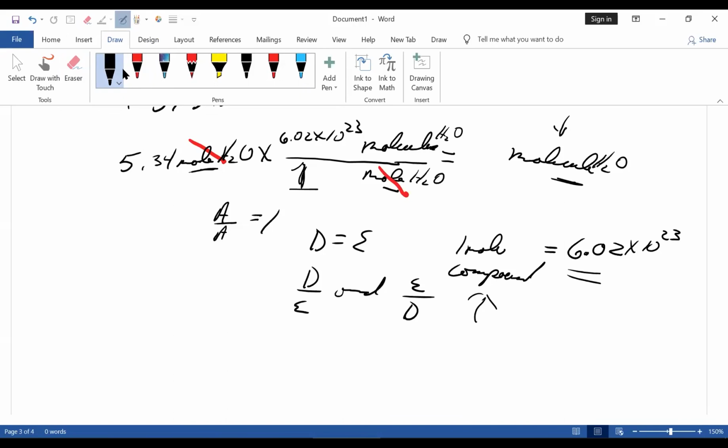molecules. And now, before I pick up my calculator, I'll notice moles divided by moles cancel out. Anything divided by itself is the number 1. The only units I'm left with is molecules of water, and I'm on the right track.